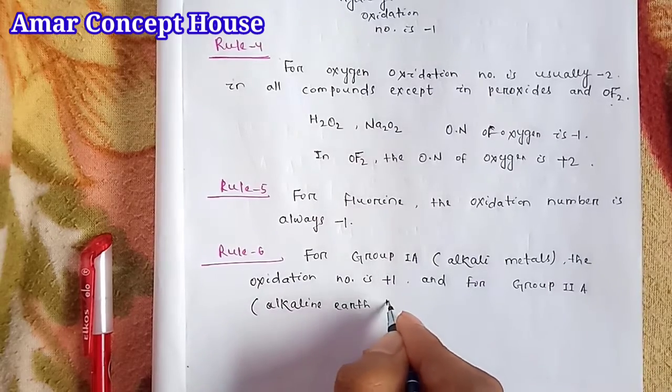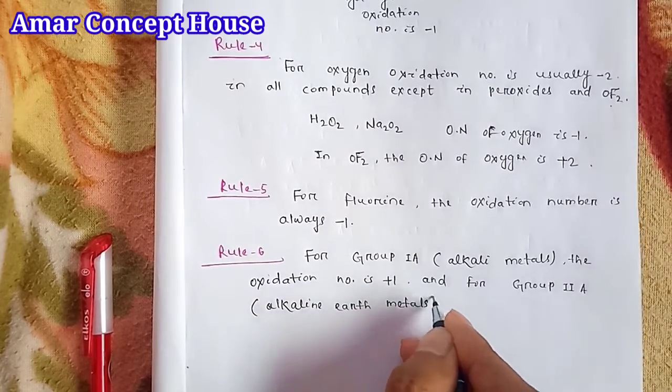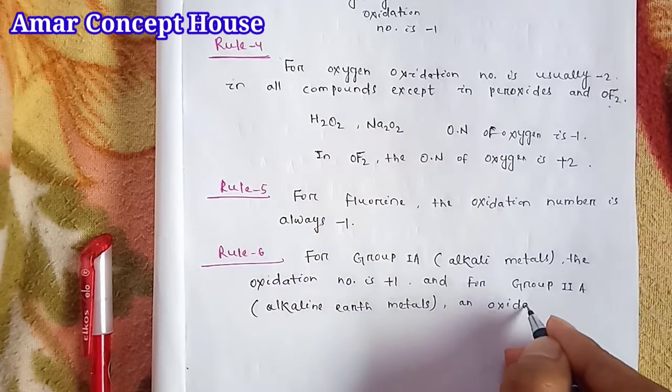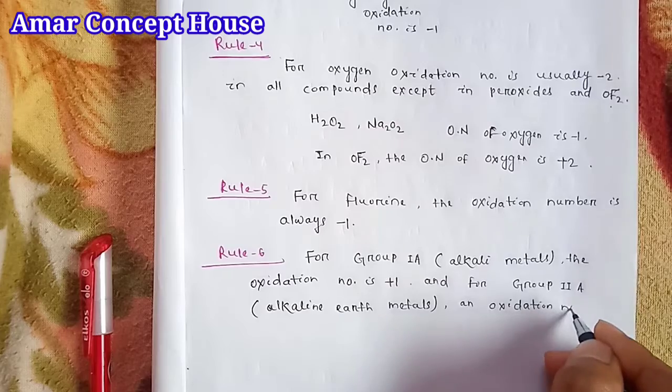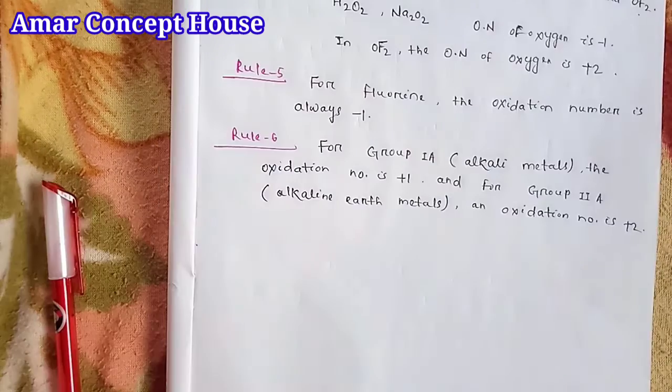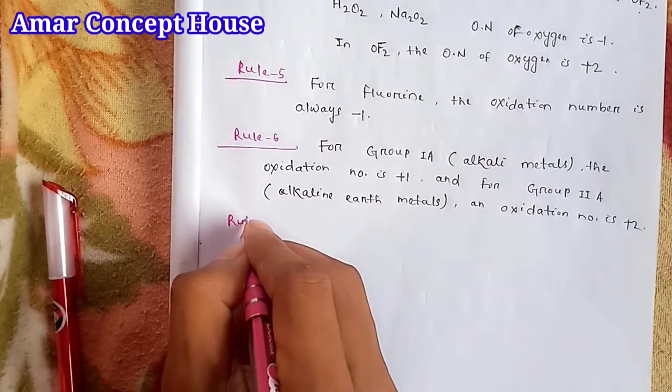Alkaline earth metals have an oxidation number of +2. For group 1A elements, the oxidation number is +1, and for group 2A elements, the oxidation number is +2. Now come to rule number 7.